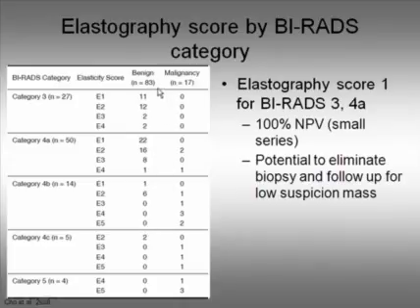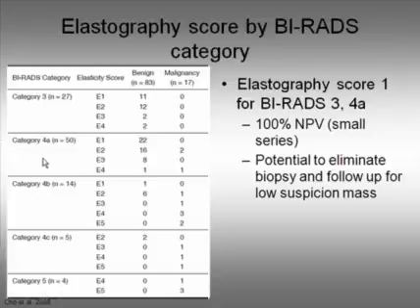And what happens if we look at assessment of breast masses utilizing both our BI-RADS category and elastography score? Well, when we've called something BI-RADS 3, if it had an elasticity score of 1, there were no malignancies. Of course, in this small series, there were no malignancies for any of the BI-RADS 3.